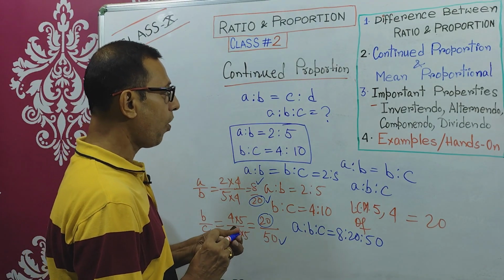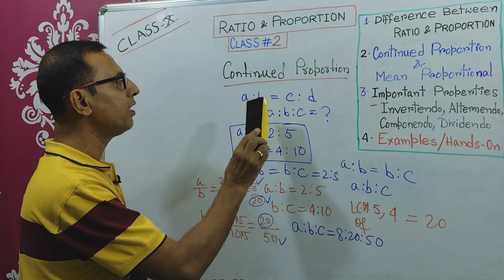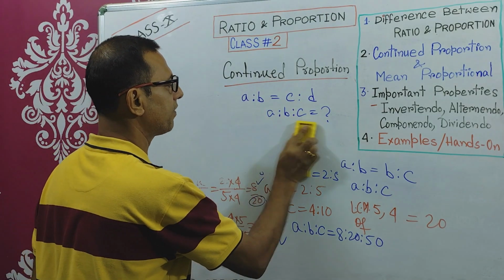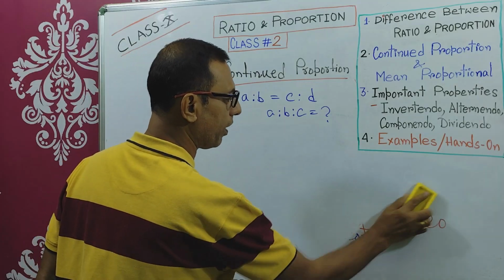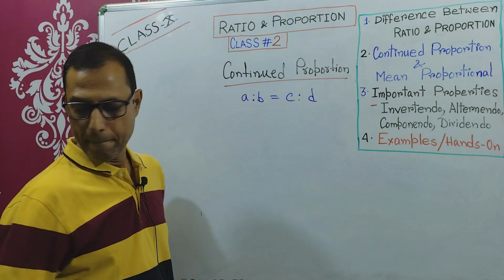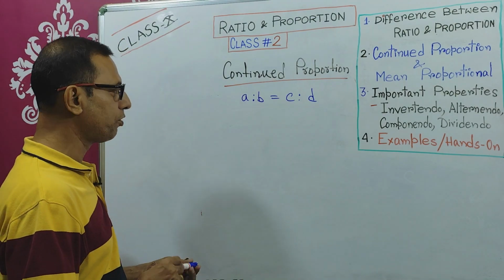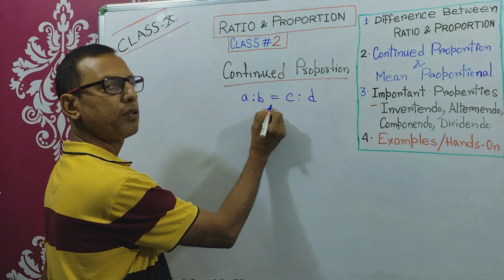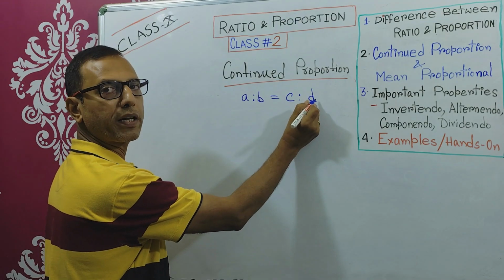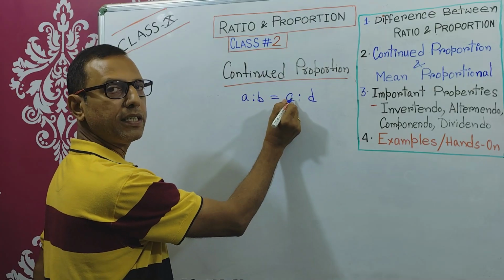Now for 4 elements, what you have done is you make B and C values the same. So if a relationship is given A is to B equals C is to D, and you need to build the continued proportion, what you need to do? You need to make B and C values the same, because here A and D are the extremes. D is also called the fourth proportional, but B and C are the means.